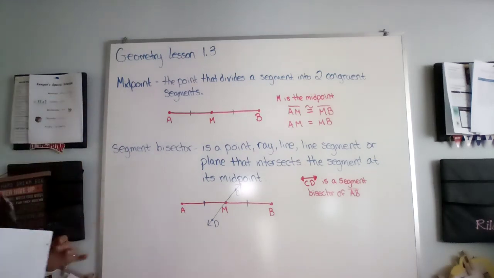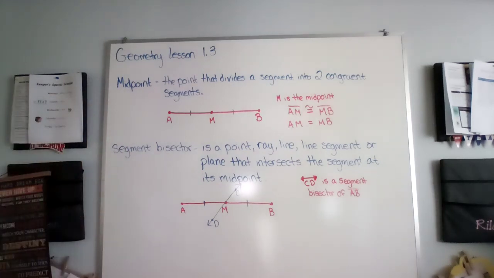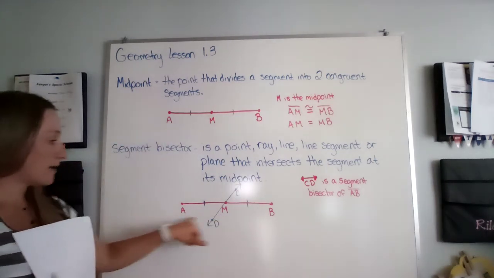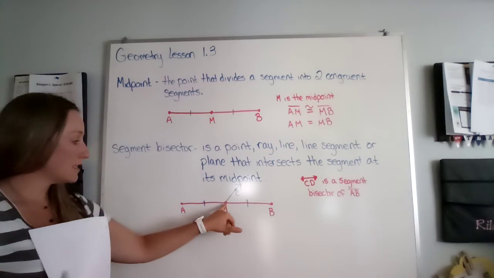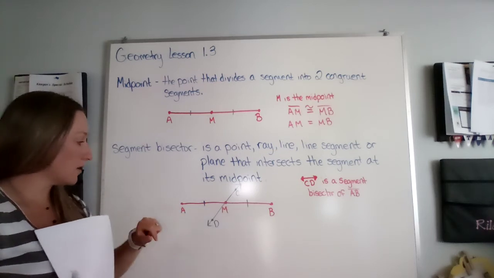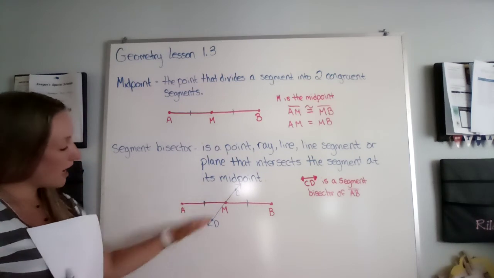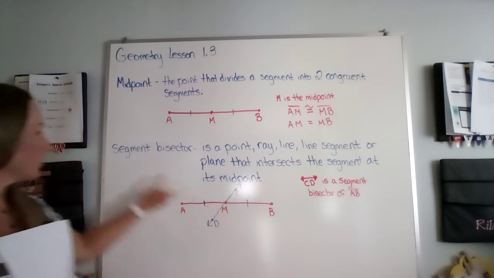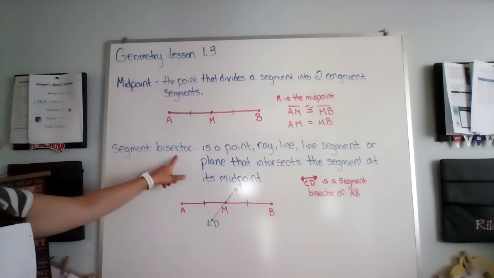A segment bisector. Okay, a segment bisector is a point, a ray, a line, a segment, or a plane that intersects the segment at its midpoint. So we start actually with the same diagram as above. We have segment AB. Okay, M is in the middle. It's the midpoint because of the tick marks. And then we have this line that goes through the midpoint. So that line is what we refer to as the segment bisector.